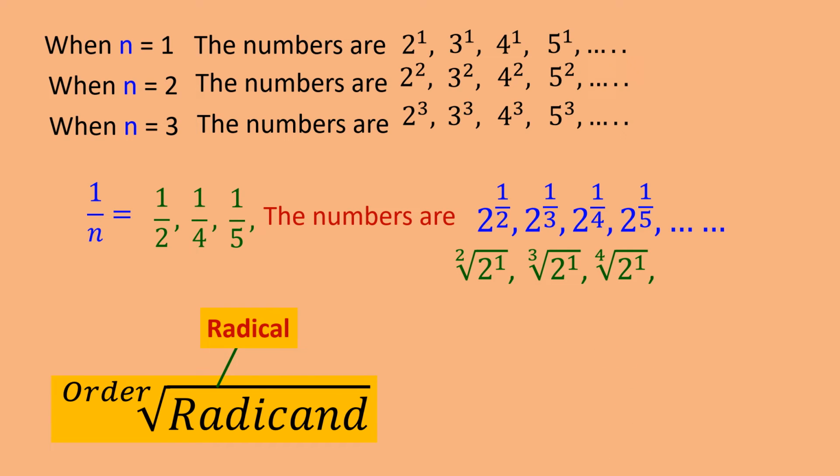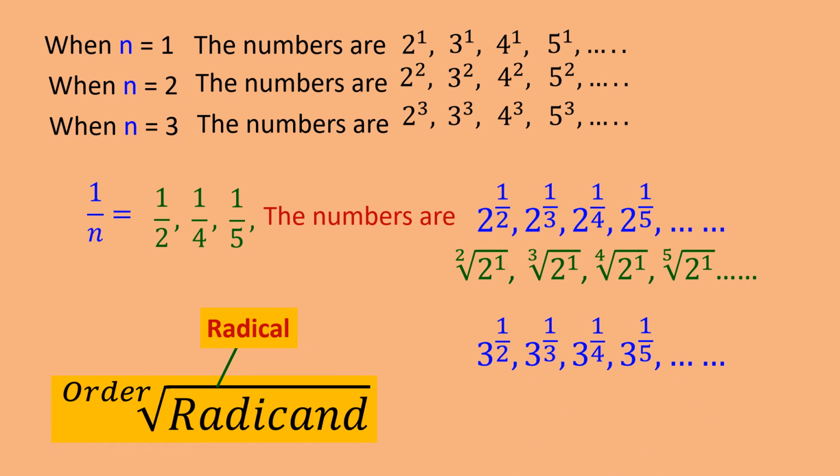Same way, 2 raised to 1 upon 4: 4 is the order, 2 is the base which becomes the radicand, and 1 is the index. Similarly, the last one, 5 is the order, 2 raised to 1. You can also read them: square root of 2 raised to 1, cube root of 2 raised to 1, fourth root of 2 raised to 1, fifth root of 2 raised to 1.